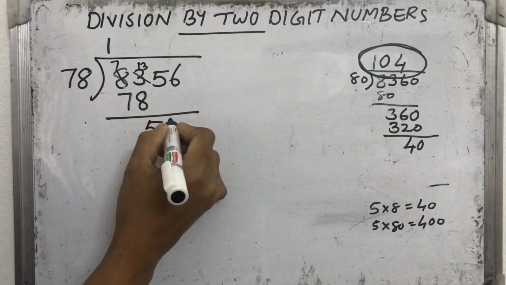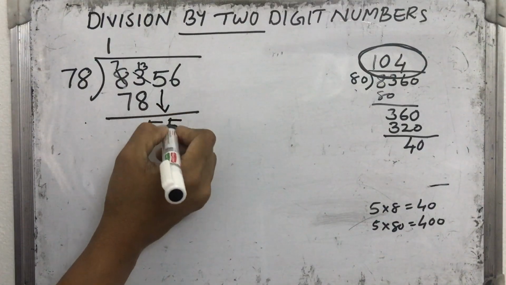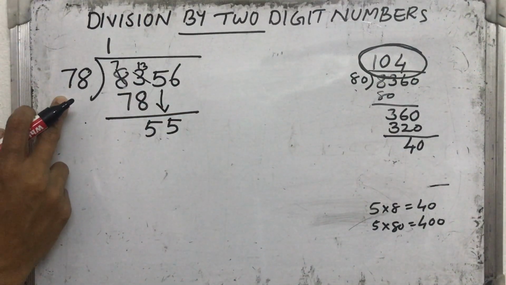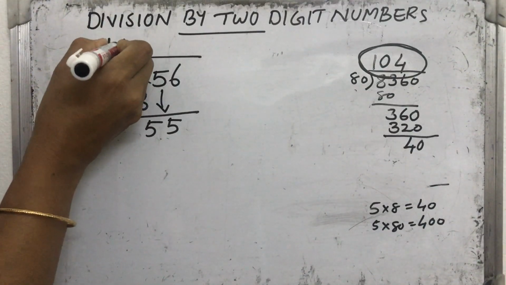Bring down the next number, 5. Bring down this number. Now it is 55. 55 also we can't divide by 78, so that number will be 0.